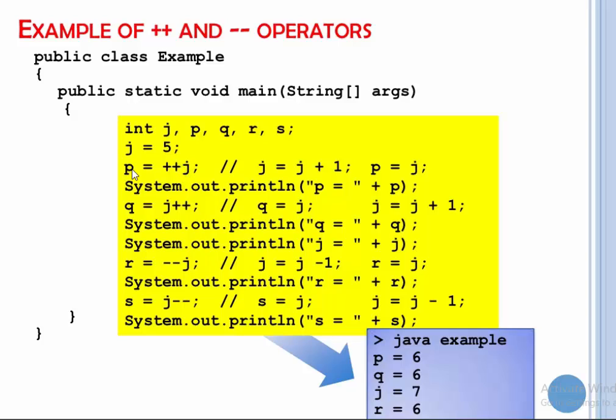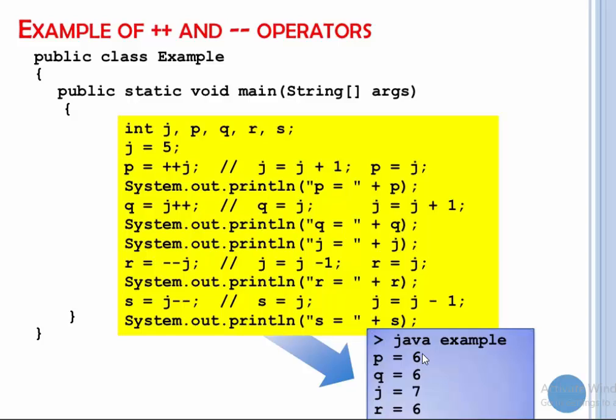After that I am assigning the value of the incremented variable. In this statement we are incrementing the value of j, and after that we are assigning the value to p. When this statement is evaluated, plus plus j is similar to j is equal to j plus 1. So now the value of j becomes 6, and it will be stored in p. When you execute this statement, it will print the value of p as 6.